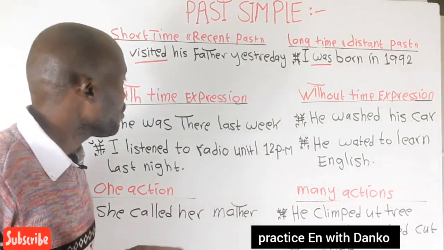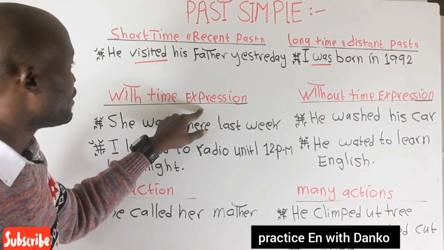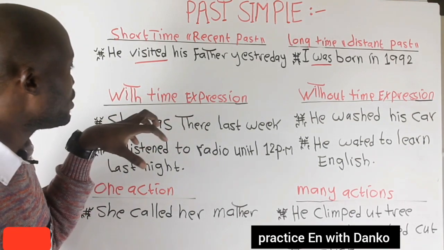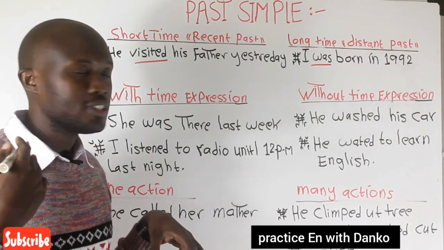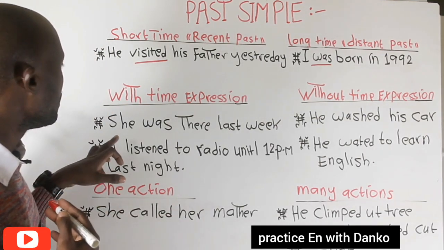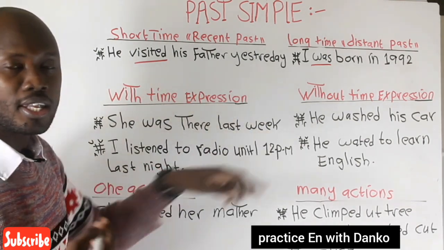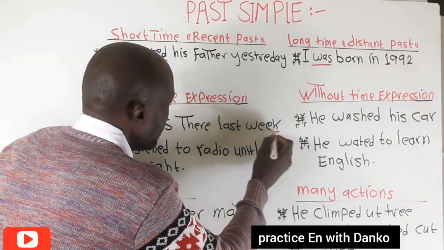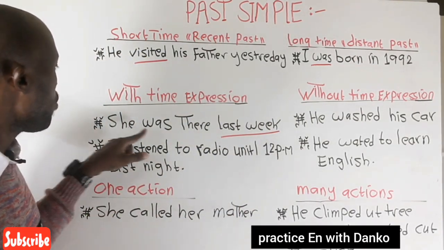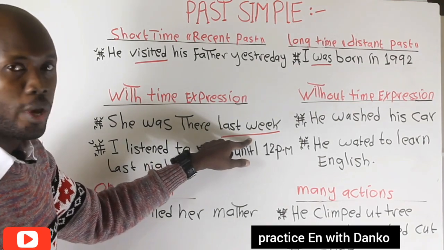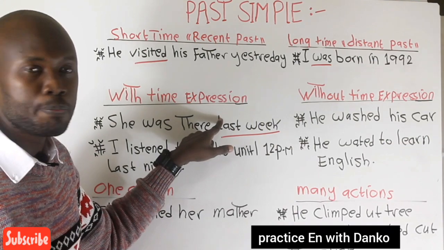So another part is with time expressions. We use time expressions to talk about something that happened in the past. For example, she was there last week. Last week is an expression of time. She was there last week. This is with a time expression.